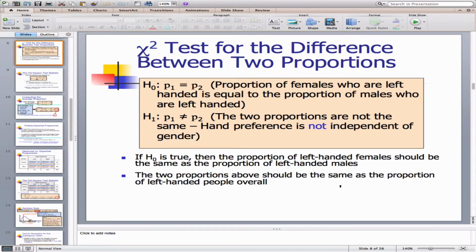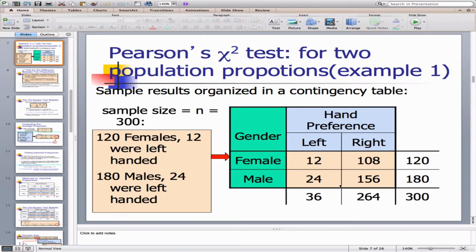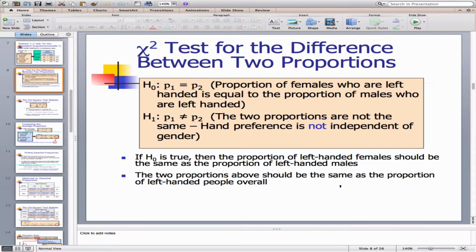Which means if you put that in the previous setting, where you have female and male and right and left hand choice, what does that mean? That essentially means that the proportion of females who are left-handed is equal to the proportion of males who are left-handed. Essentially, you can see that the other way as well. You can see that the proportion of left-handed is the same for female and male.